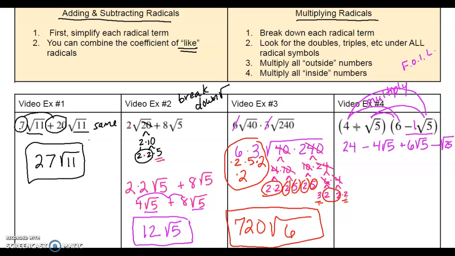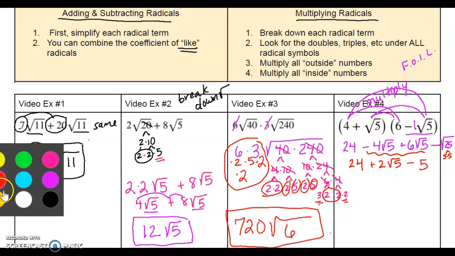All right? So now we're going to work on simplifying that. So the 24 stays. Since these have the same roots, we can add their coefficients. So negative 4 plus 6 is positive 2 root 5. And then minus, well, the square root of 25, remember, that's 5 times 5. So it's just 5.